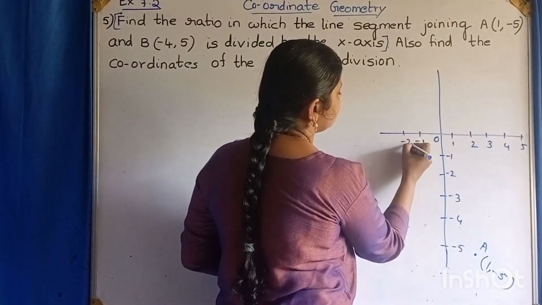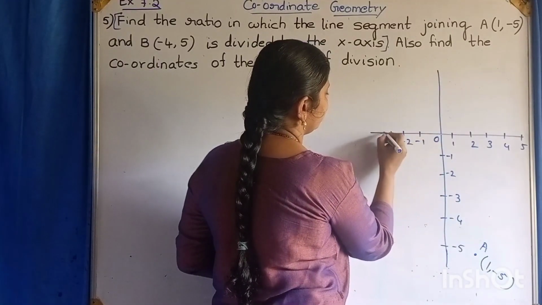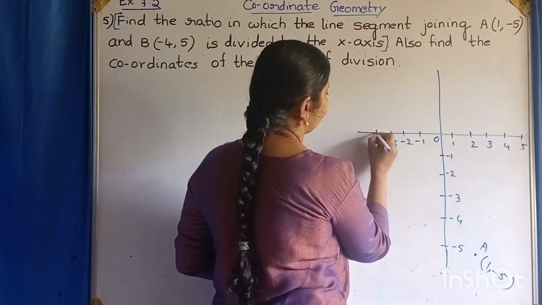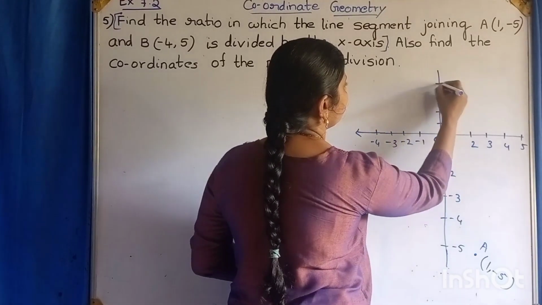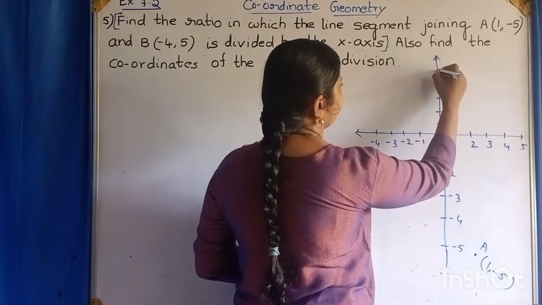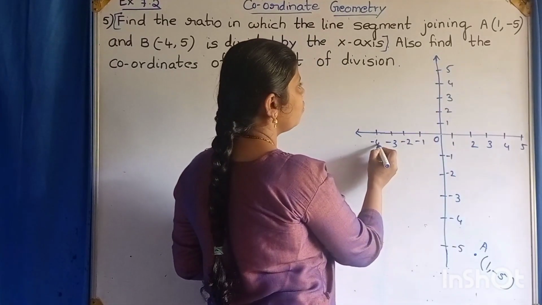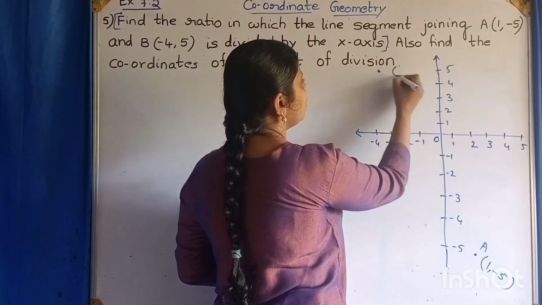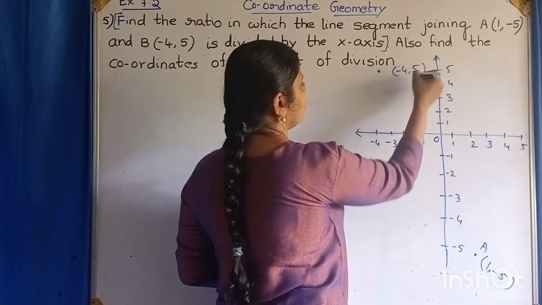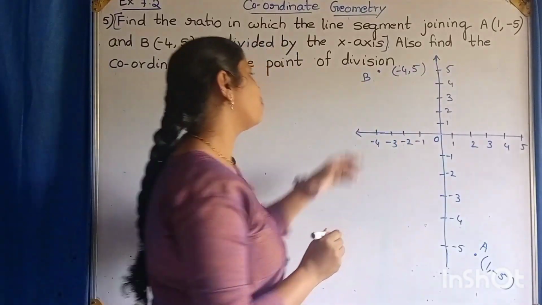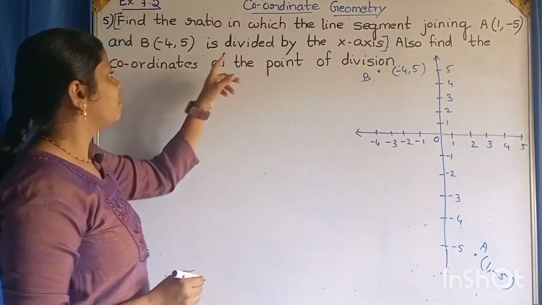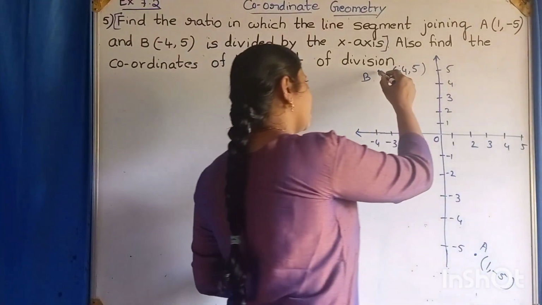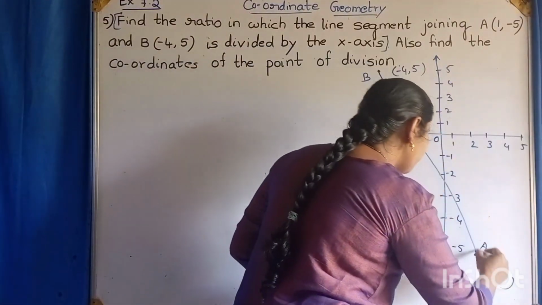Minus 1, minus 2, minus 3, minus 4, and 1, 2, 3, 4, 5. Minus 4, 5 means it may come here, right? The point B, (-4, 5). Then, let us join this line.